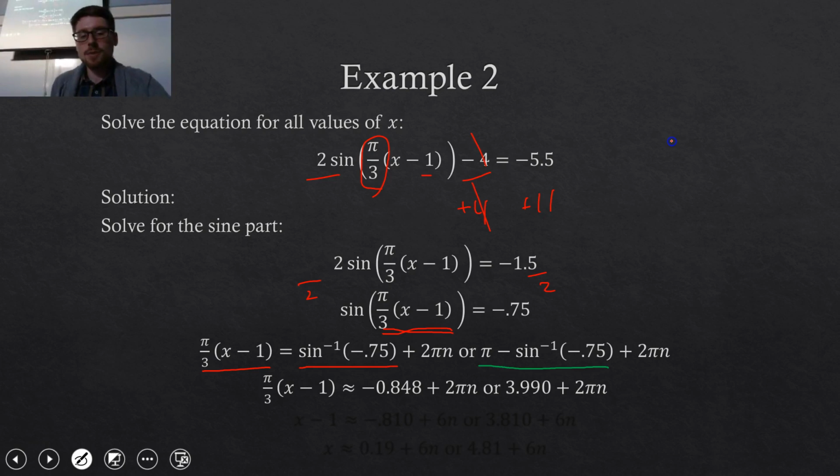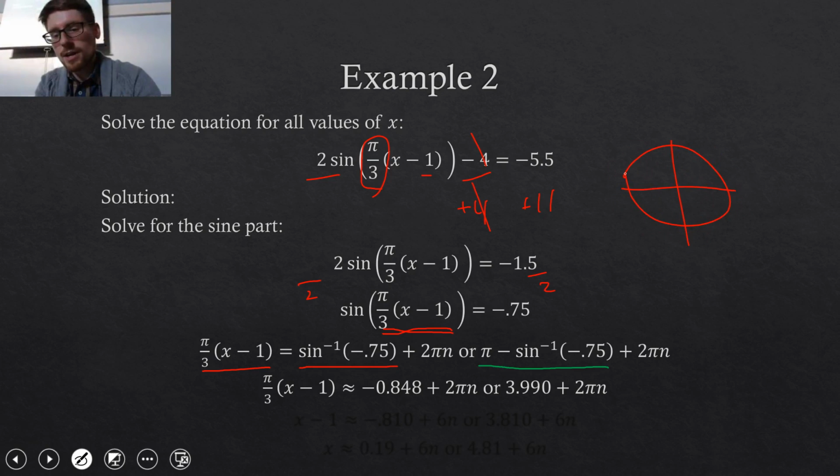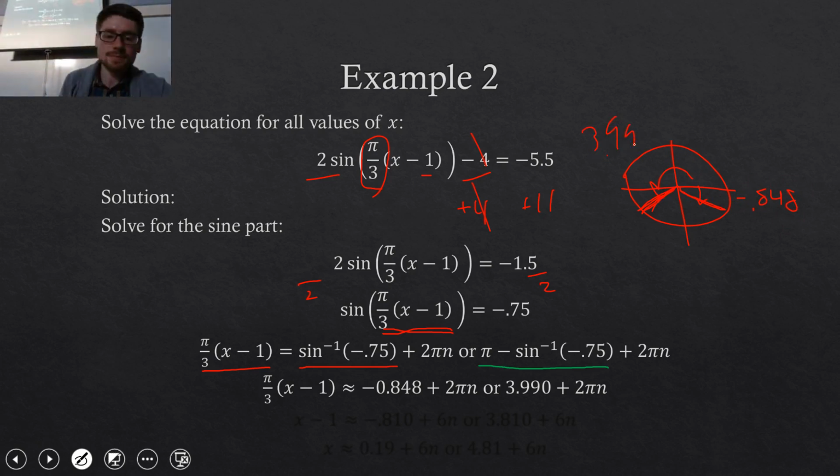Okay? So from the unit circle, you should envision your two angles are in quadrant 4 and quadrant 3. That's the negative 0.848 angle. And then this one over here, that's the 3.99 angle. Okay? And then all the multiples of 2 pi after that.